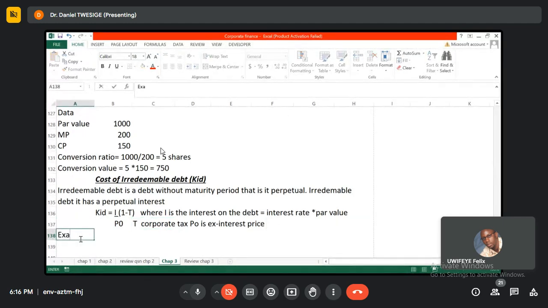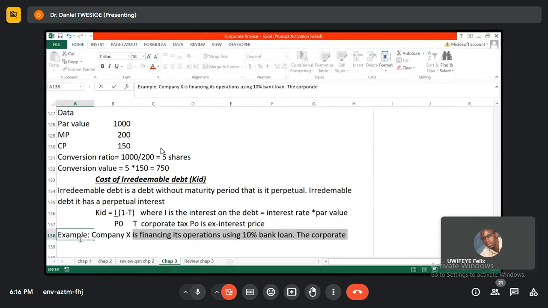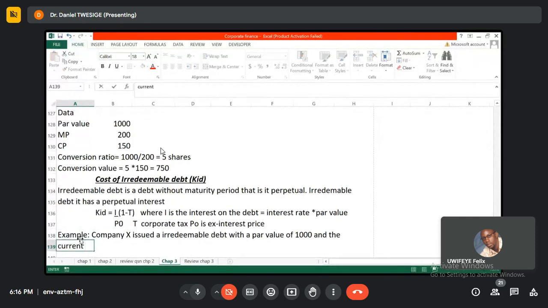So if you take another example, I want you to take it slowly. If you take another example, that company X issued a redeemable debt, with a par value of 1,000, and the current market price of the debt is, let's say, 1,050.